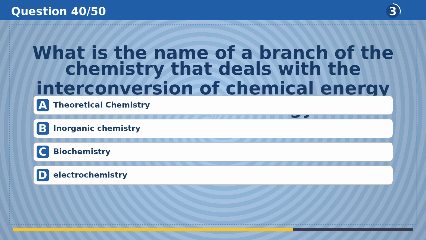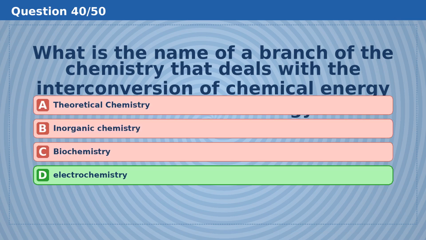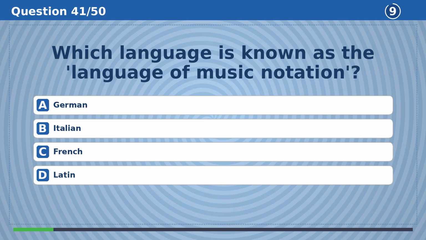What is the name of a branch of chemistry that deals with the interconversion of chemical energy and electrical energy? The answer is D. Electrochemistry.